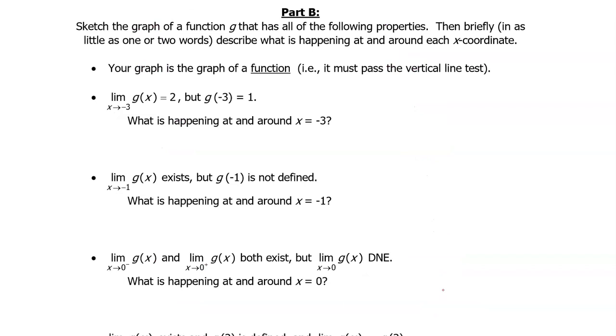The second half of this assignment is almost like a little game that we're going to play. We're given a bunch of instructions, and we need to sketch a graph of a function that satisfies all of the criteria. So let's see. We need to draw the graph so that the limit as x approaches negative 3 is equal to 2. All right, let me start with that. And we're going to draw it on this graph down here.